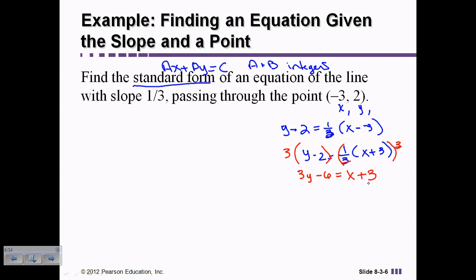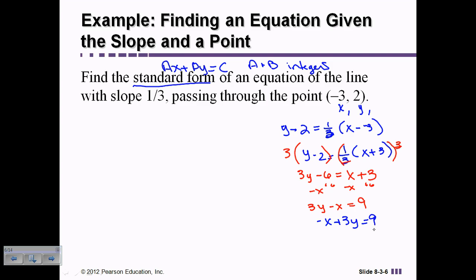So now just manipulate the problem. We want to get the x's and y's together. So we're going to subtract x from both sides. So you get 3y minus x equals, we're going to add 6 to both sides, so you get 9. Okay, and I'm going to be picky again and say x has to be first. So if I reverse this, I get -x plus 3y equals 9.